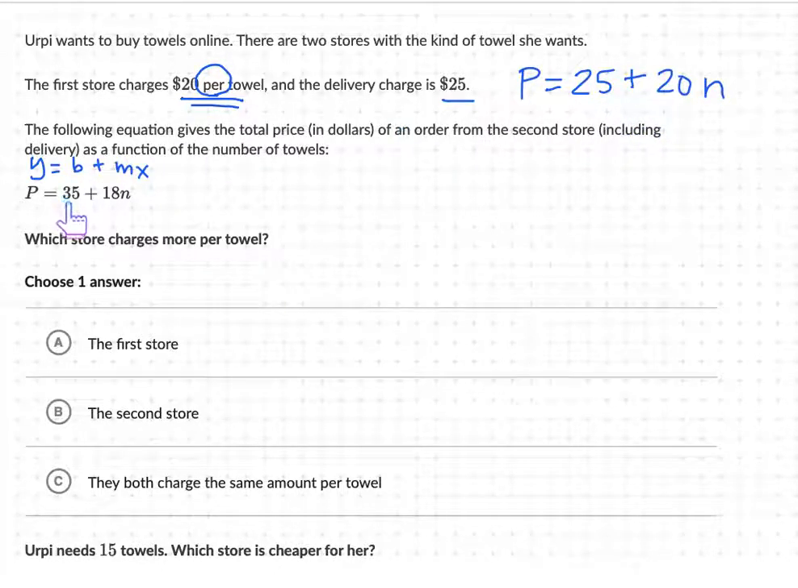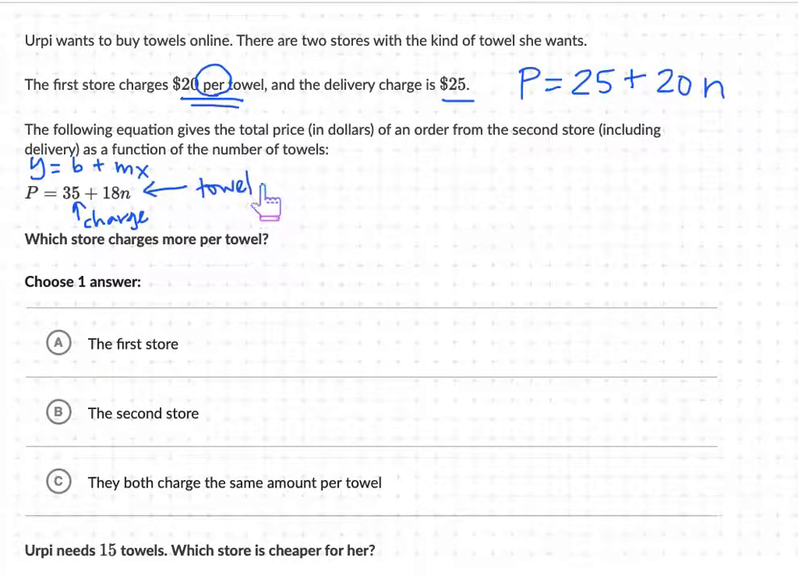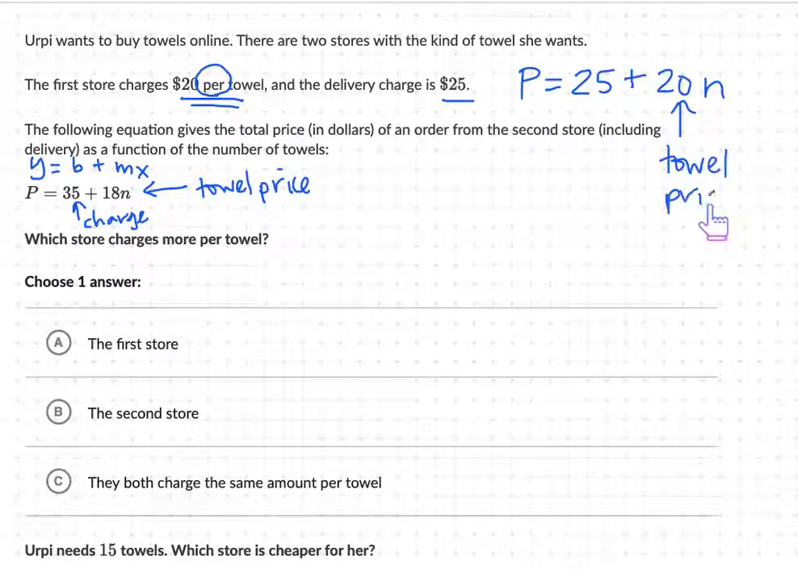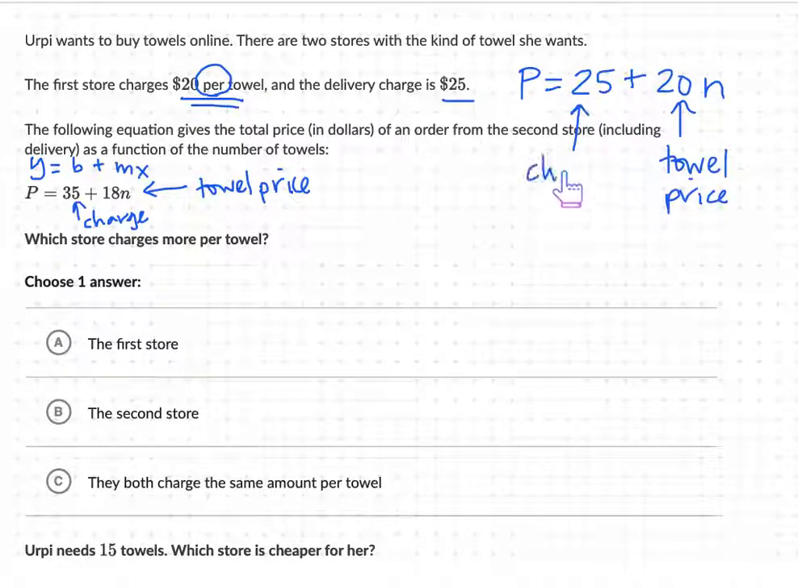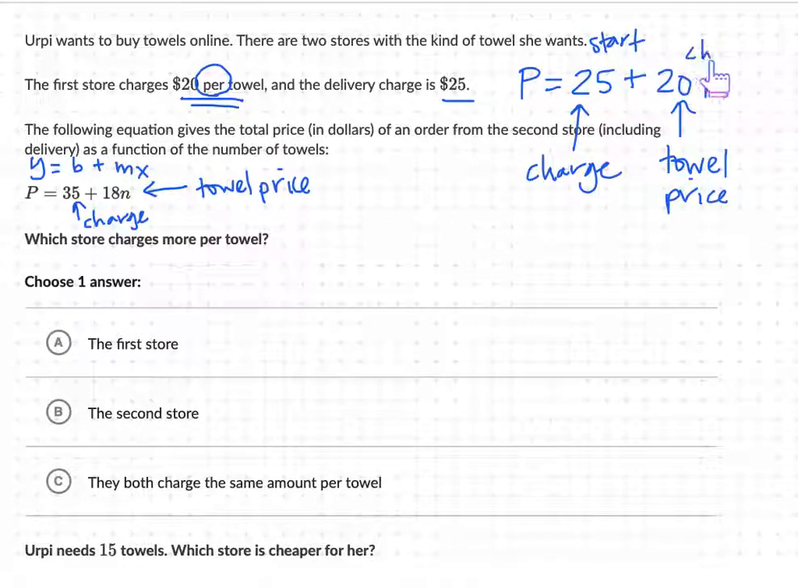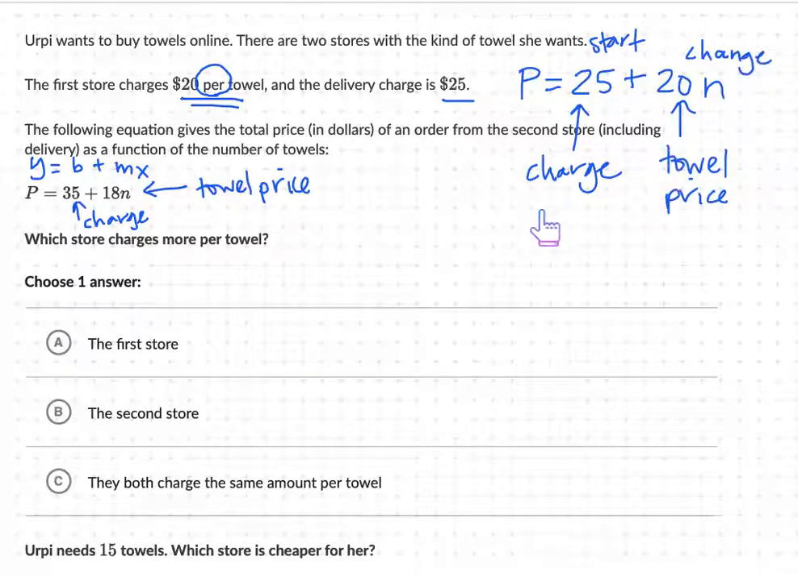Okay, same thing here. They gave you the equation, so you have to make sense of it. The 35 is not being multiplied by anything, so that's your delivery charge. And then the 18 is being multiplied by n, so that's your towel price. Just like this one. Okay, this one is your towel price, and this one is your delivery charge. Okay, so everybody starts off with a delivery charge. So as always, this is your start, your y-intercept. And then this is how much it's changing each time you get new towels.